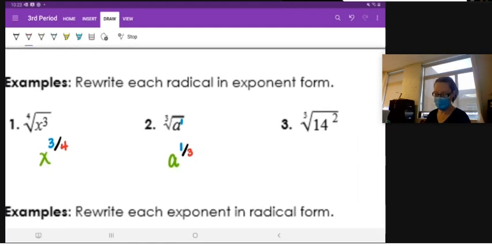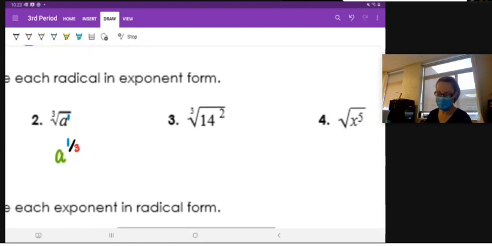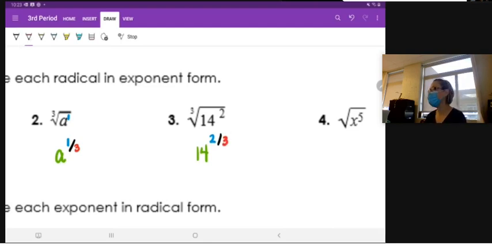Now for example 3, we have the cubed root of 14 squared. So we start with our base, 14, and its exponent, 2. And then we put the 2 over the index, which is 3. 14 to the 2/3. These aren't super bad.